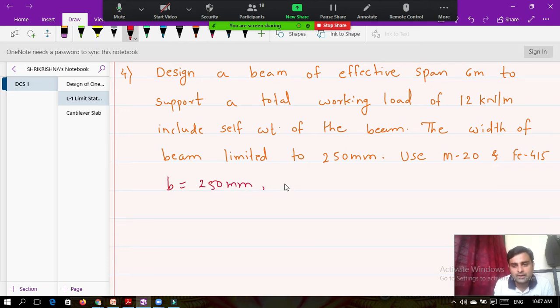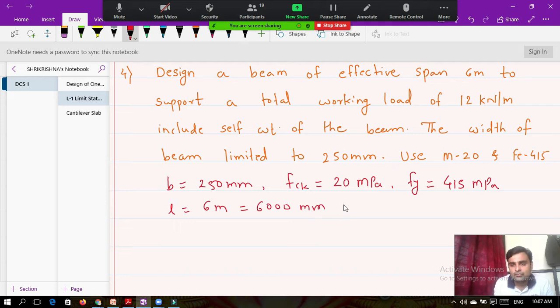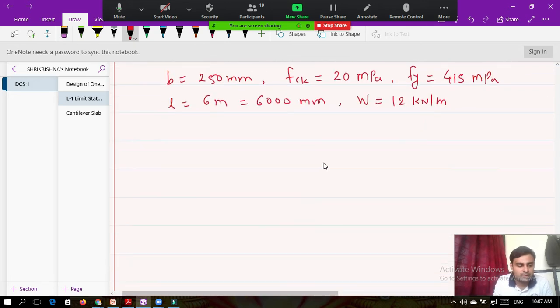Then what else is given? fck is given to you. The value of fck is 20 Newton per mm square. Then fy is also given to you. The value of fy is 415 Newton per mm square. After that, span is given to you. So L is equal to 6 meter, which is nothing but 6000 mm. And then working load is given to you. So w is 12 kilonewton per meter. And now they told us to design the beam.